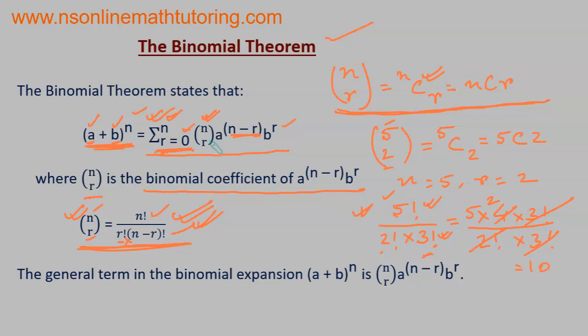You have to know how to get to the value of 5 factorial over 2 factorial times 3 factorial, because this may be a question from the non-calculator paper. In that case, you cannot use your calculator. Of course, the same thing can be obtained using the calculator. Now, I am showing you how to use the calculator to get to this value 10.